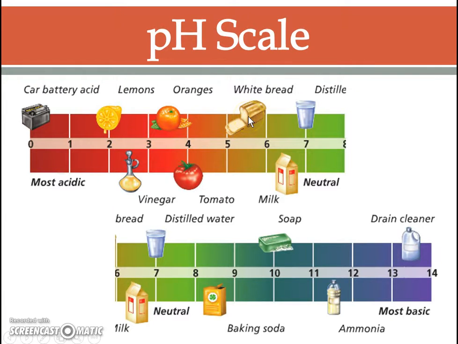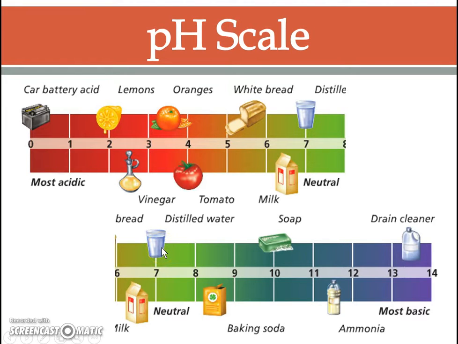White bread, not wheat bread, white bread, which is what most of you eat, is about a 5.5, close to a 6. Milk is pretty neutral. It is 6.5, 6.6, somewhere around in there. Distilled water is your 7. So you can see that here. I've kind of cut the chart in half. Distilled water is a 7. It is perfectly neutral.